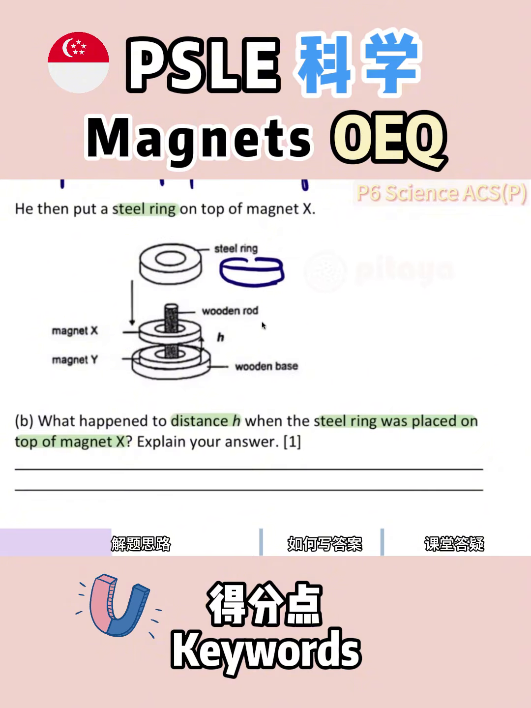On its own, we have forces acting on magnet X, which is gravity pulling it down, I write as G here. Magnetic force of repulsion that pulls it up, I write down as N.